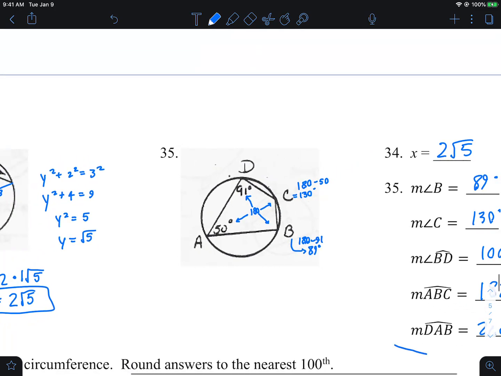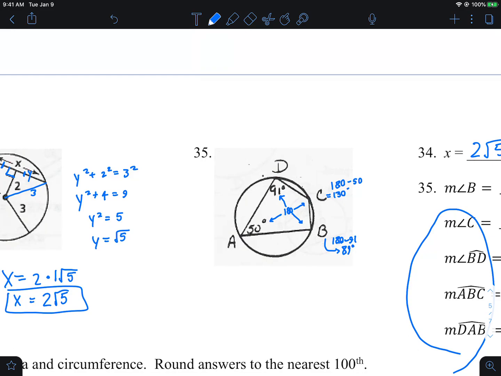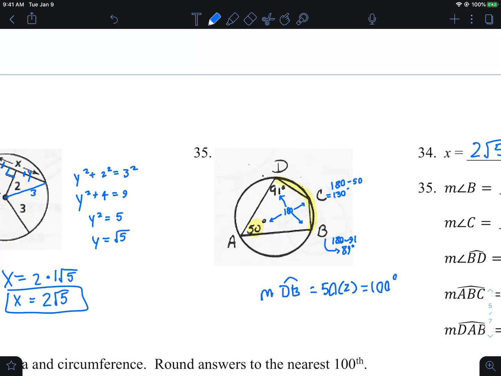They do ask also for these arcs here, so I'm trying to cover the answers so y'all can't see them right away. But BD, so B to D right there, that's that minor arc. That's across from angle 50 right there. So for the measure of the arc DB, we're just going to do 50 times 2, which gets us 100. And then we'll basically rinse and repeat that process for each of the different arcs that they asked for here.